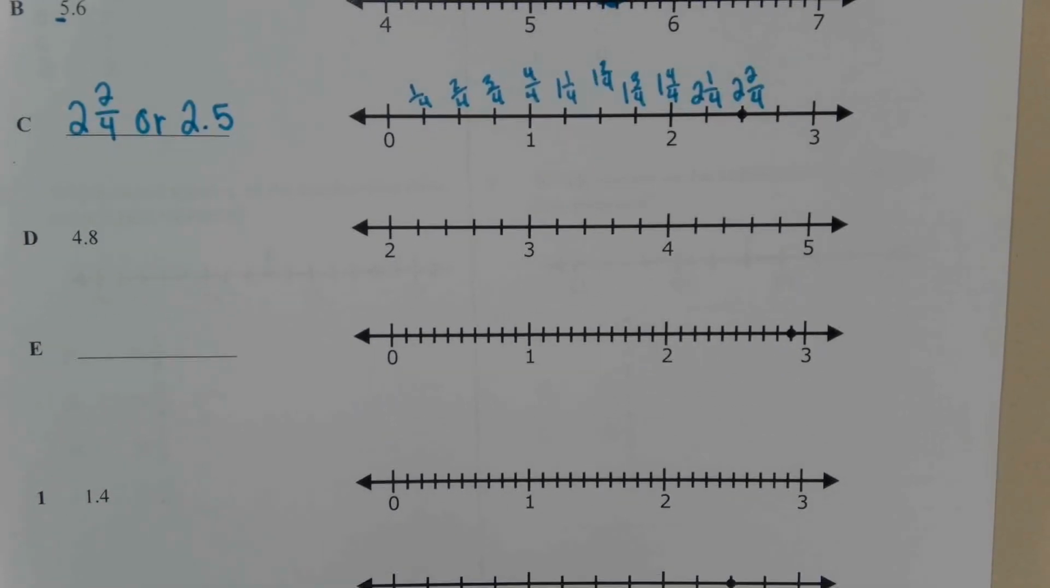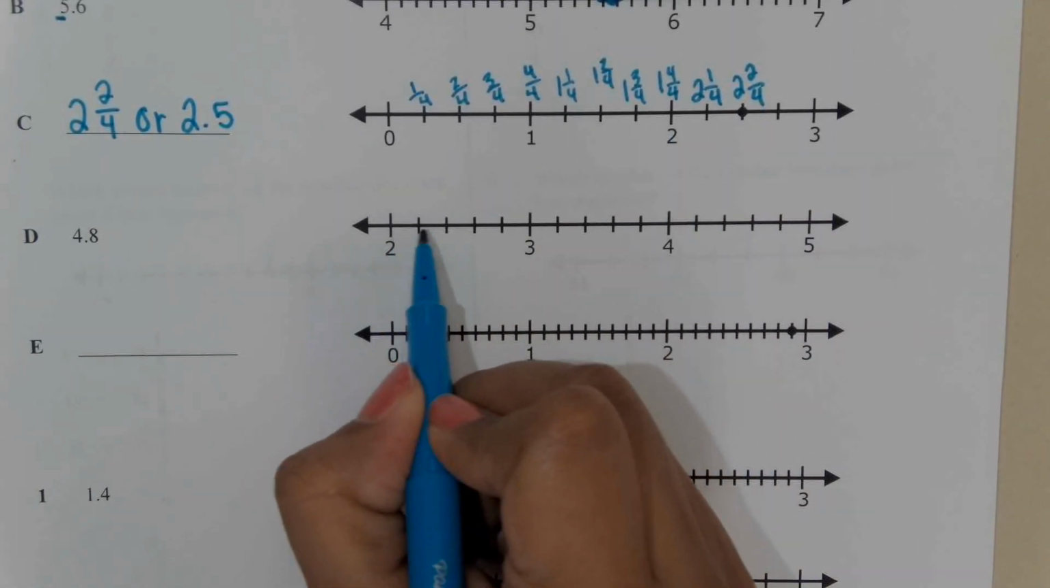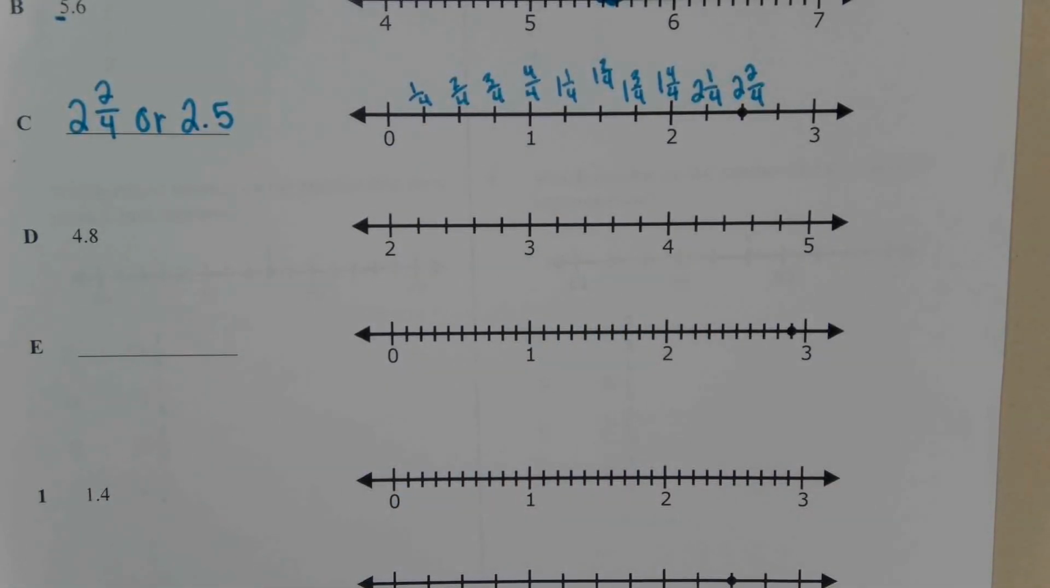Now let's look at letter D, and again I need to track or count how many I have in between. 1, 2, 3, 4, 5. So this is going by fifths. So we're looking for 4 and 8/10. Let's go ahead and keep going.